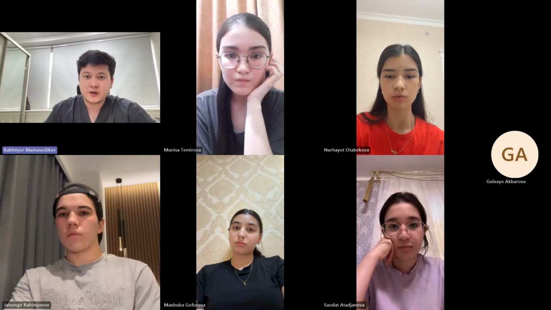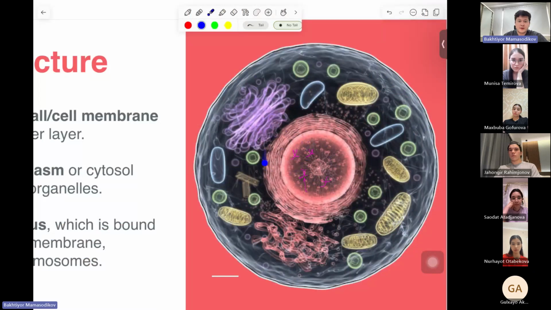We have here the nucleus in the center. So let's talk one by one. So cell wall or cell membrane. What's the difference between the cell wall and the cell membrane?